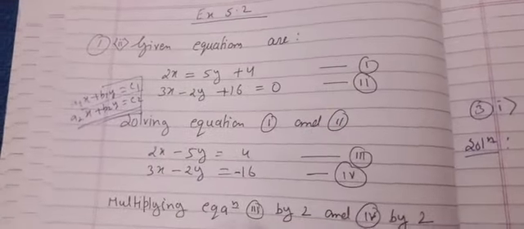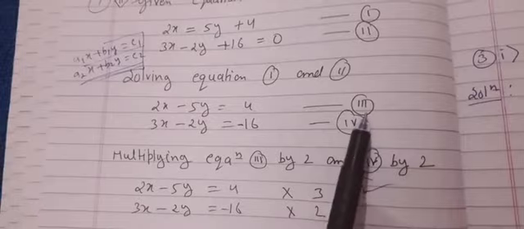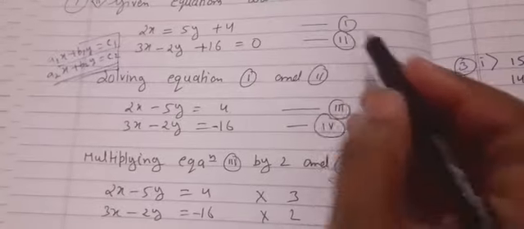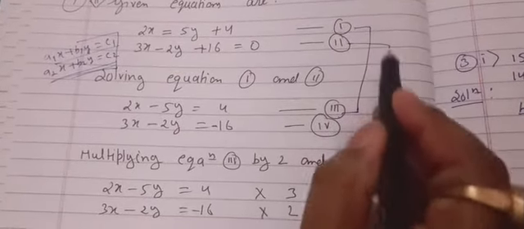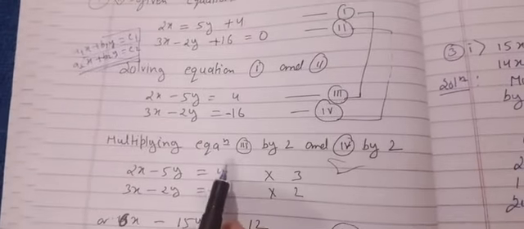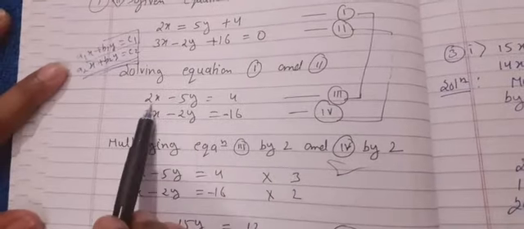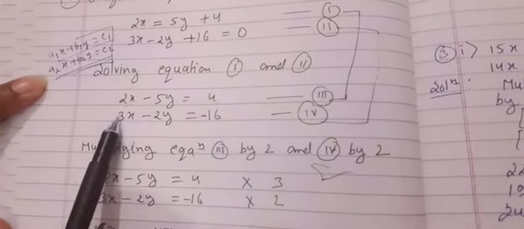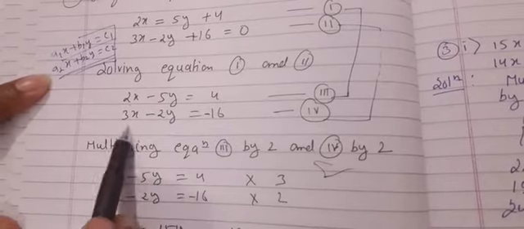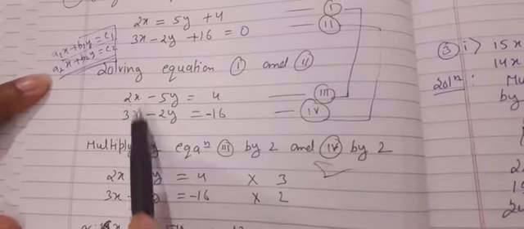Now we can start the sum. Equation 1 is changed into equation 3, and equation 2 is changed into equation 4. So try to understand, equations 1 and 3 are both the same, 2 and 4 are both the same. As we have to follow the elimination method, it means we have to eliminate one variable. So I have decided: 2x minus 5y is equal to 4, 3x minus 2y is equal to minus 16. I want to eliminate the x term.